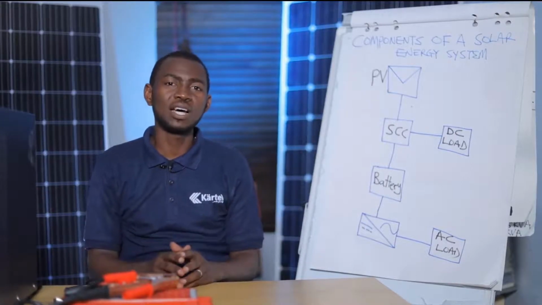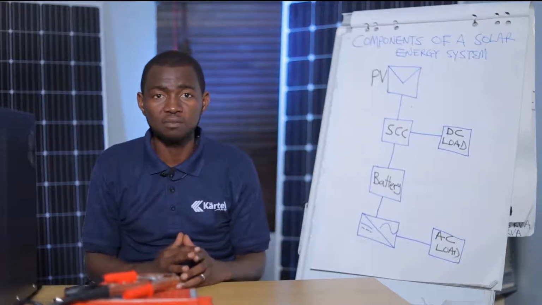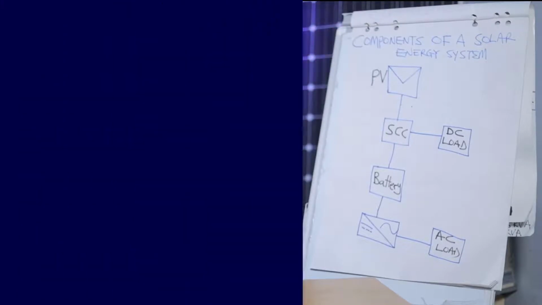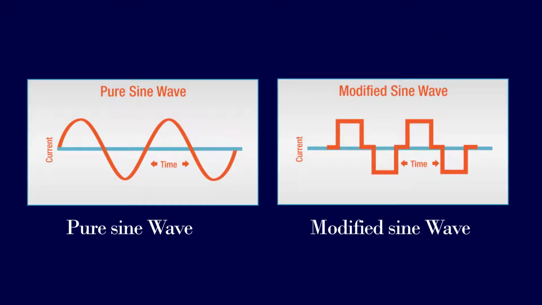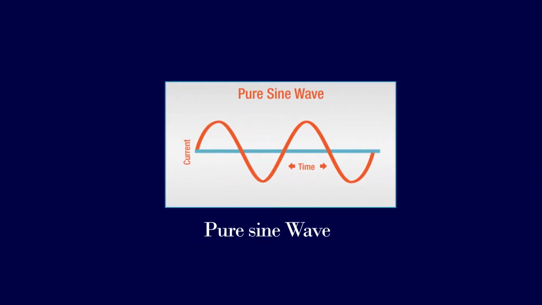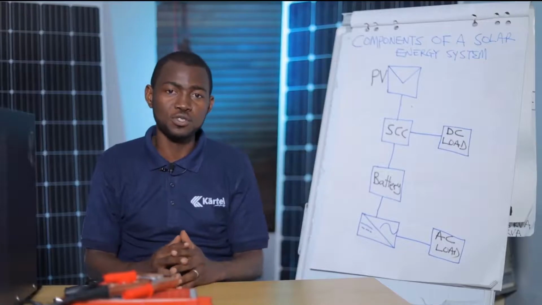For the inverter, the waveform is of utmost importance. There are different types of waveform in the inverter. We have the pure sine wave inverter. We have the modified sine wave inverter. We also have the square wave inverter. Always go for a pure sine wave inverter. It works fine for your system.